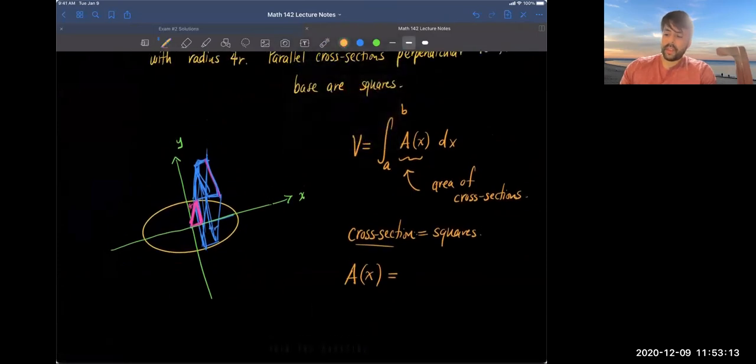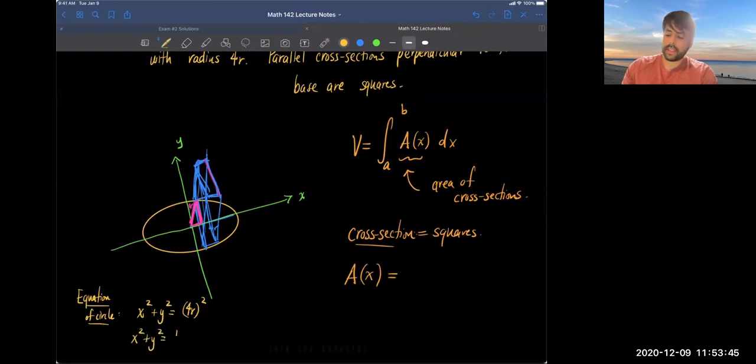So maybe I may have lost you guys with this. But the idea, guys, is that we're gonna write the equation of the circle. What's the equation of a circle with radius 4r? So let's just do this real quick. Equation of circle. It's gonna be x squared plus y squared equals the radius squared, right? We should know this formula. So this is (4r) squared, so this becomes x squared plus y squared equals 16r squared, correct?